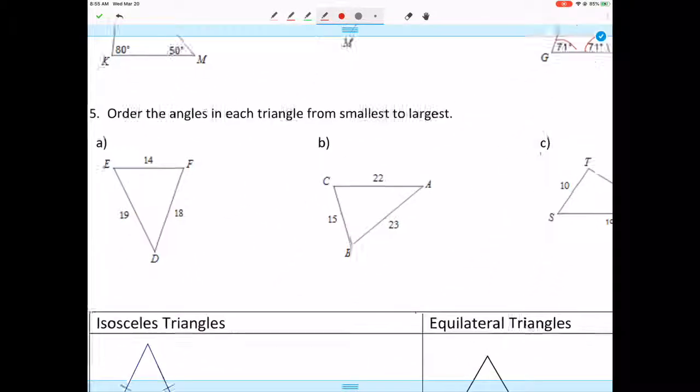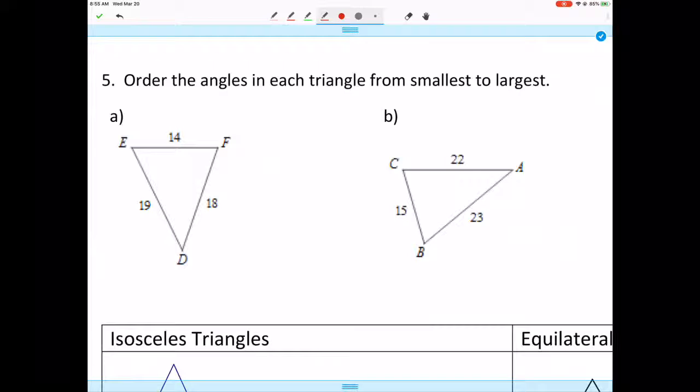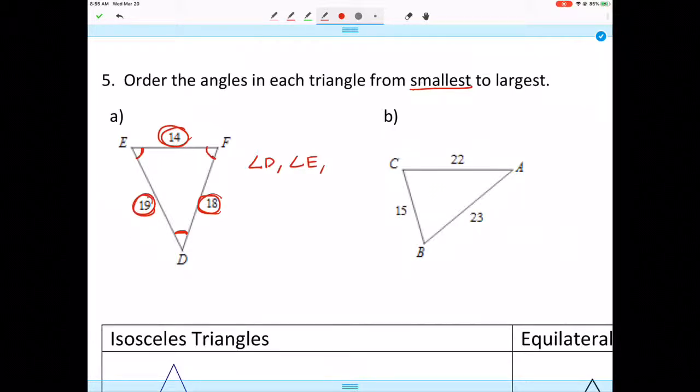All right, and then we're doing basically the opposite. They give us the sides, and we need to find the smallest to the largest angles. So order the angles of the triangle from the smallest to the largest. Okay, so here's our largest side. That means this must be our first angle, or sorry, I'm totally backwards. Okay, smallest. So our smallest side is 14. That means that this is our smallest angle. All right, so we can just say angle D. The next would be this one, angle E. And then the largest side gives us the largest angle, angle F.